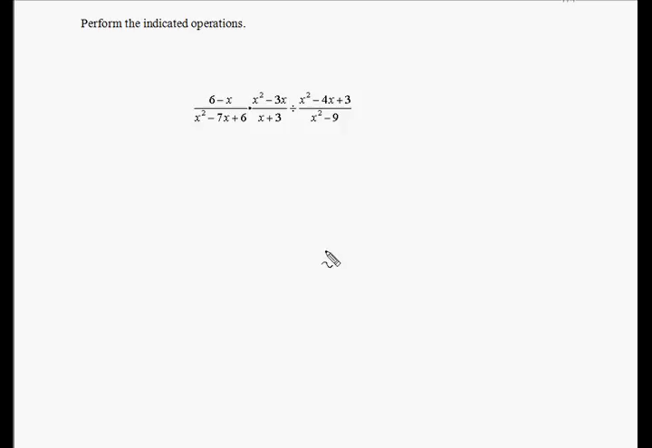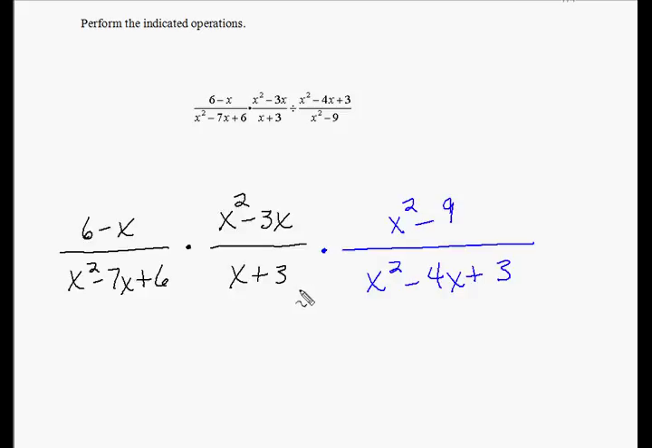We want to multiply by the reciprocal, which would be an x squared minus 9 in the numerator now, and x squared minus 4x plus 3 in the denominator. The other two fractions remain the same. So if we're going to actually try and multiply these fractions together, I think we'll reduce first, making our life a little more simple.